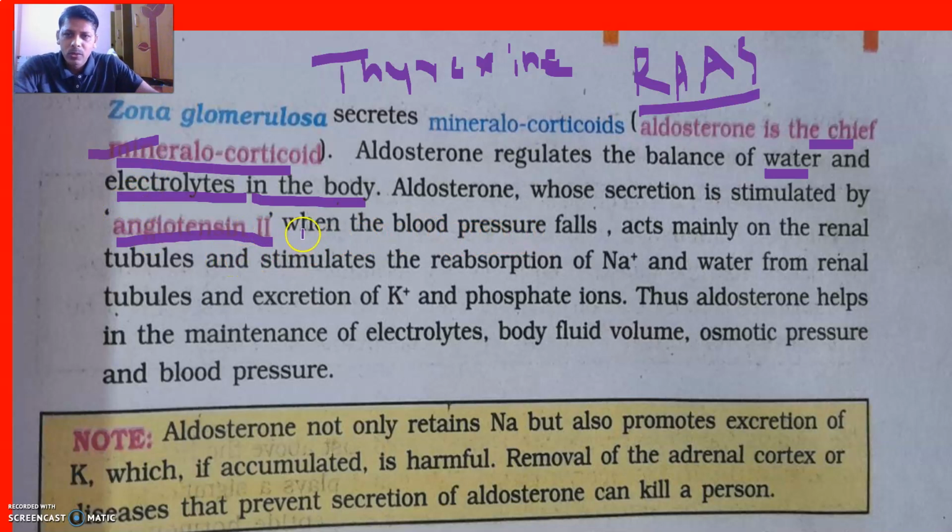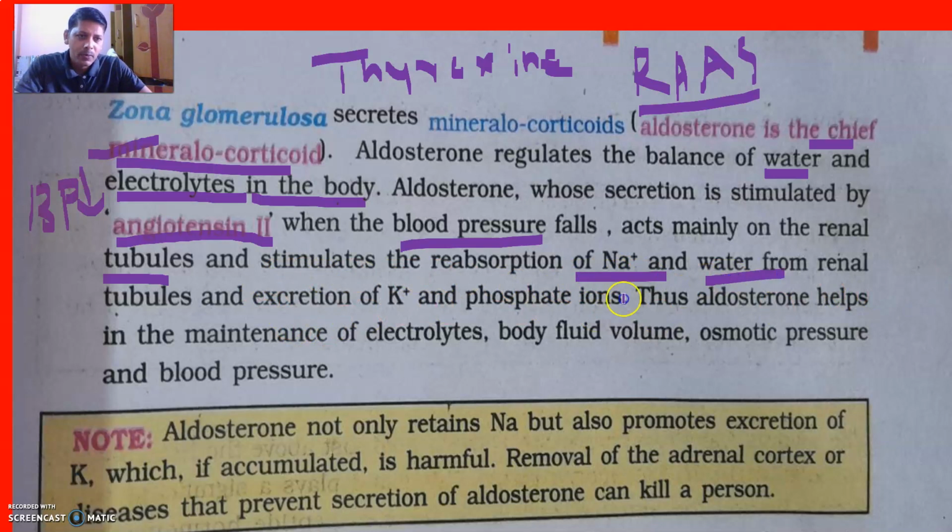This angiotensin 2 is released when the blood pressure falls, and it acts mainly on the renal tubules. Angiotensin 2 is produced when our BP decreases. It stimulates the reabsorption of sodium and water from the renal tubules, especially from the DCT, and the excretion of potassium, K plus, and phosphate ions. These are very important sentences.